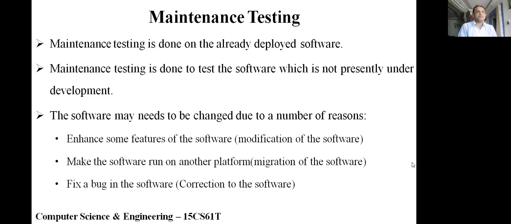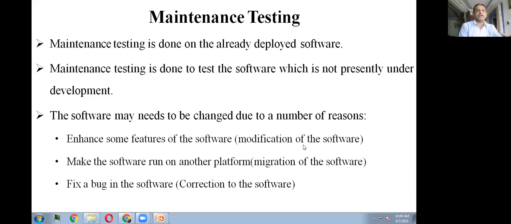For example, the software needs to be changed due to a number of reasons. The software is already given. Now, when the client starts using the software, he identifies that he needs to do some modifications. Some features have to be added or modified, or you might have developed on Windows 7 and you want to use it on Windows 10. Or if there is any bug or defect in the program, you have to rectify that. All those things come under maintenance testing.